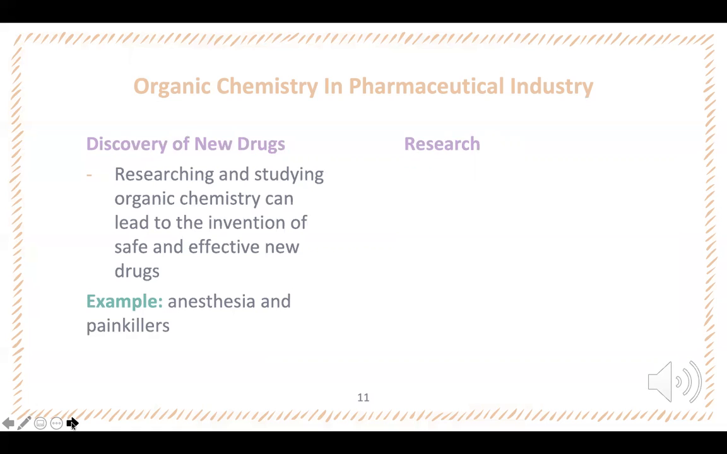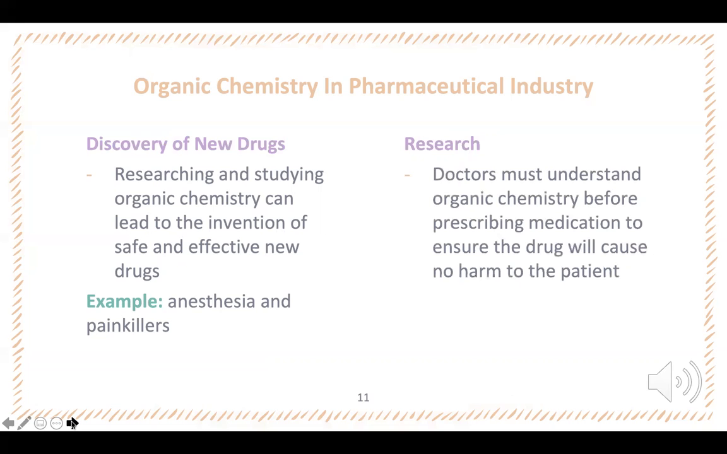Medicine would not be nearly as advanced if we hadn't discovered anesthesia. And almost all agents in anesthesia are organic compounds. This shows that we need organic synthesis to make new drugs, and knowing the organic molecules helps scientists invent more successful drugs. Doctors must understand organic chemistry before prescribing medication to ensure it will cause no harm to the patient or interfere with any of their current medication.